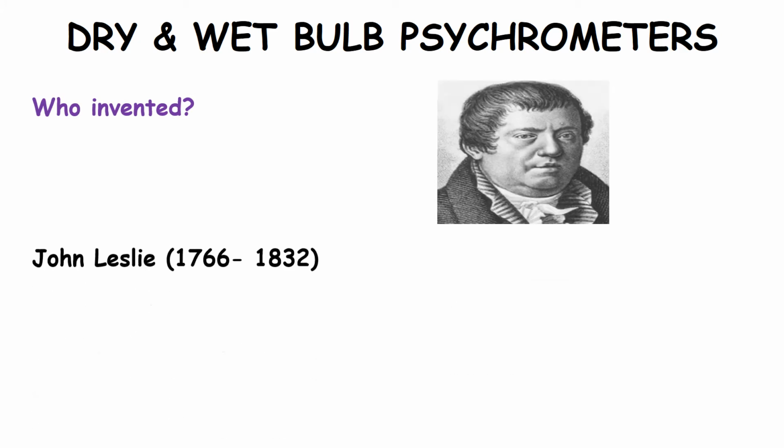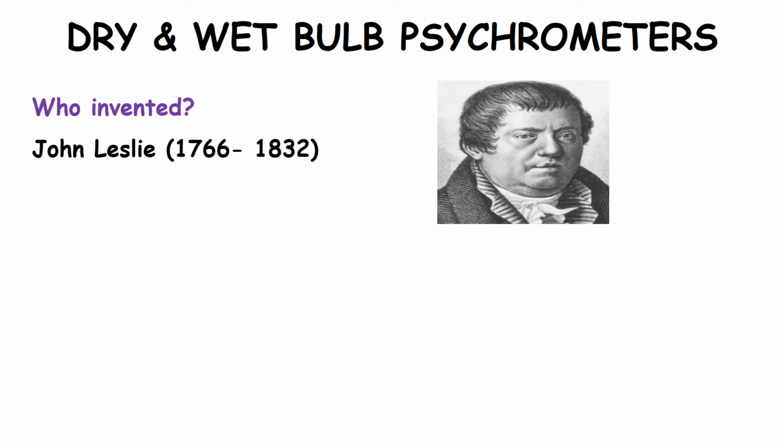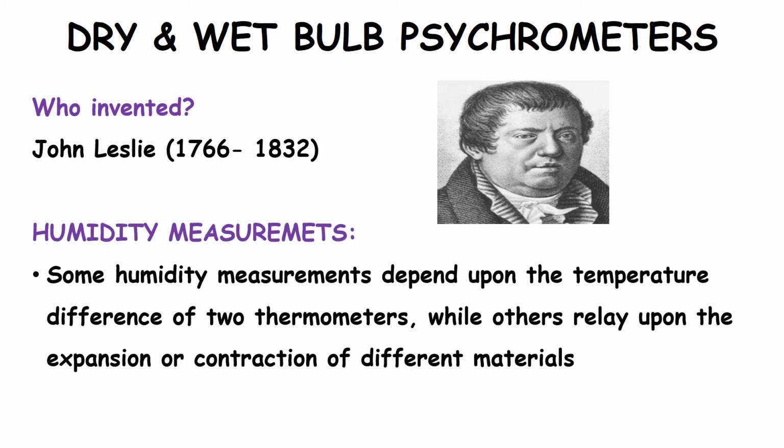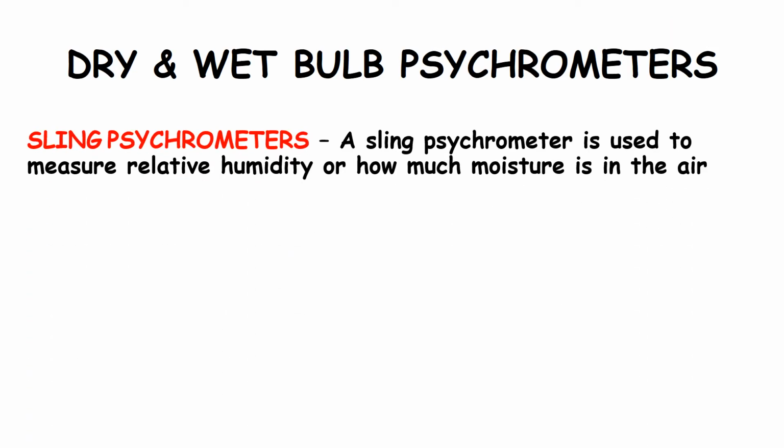Moving into the dry and wet bulb psychrometers. Who invented it? Yes, it is John Leslie, in the period of 1766 to 1832. He said that some humidity measurements depend upon the temperature difference of two thermometers, while others rely upon the expansion or contraction of different materials. Under this, we have another type called sling psychrometers, which is used to measure relative humidity, or how much moisture is in the air.